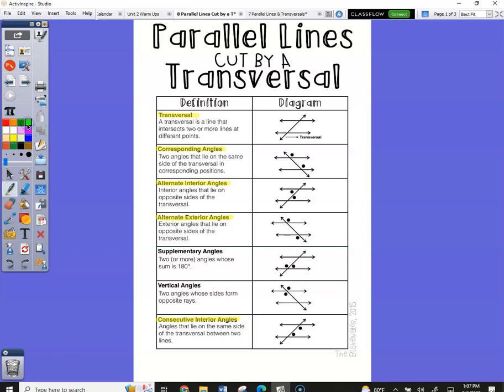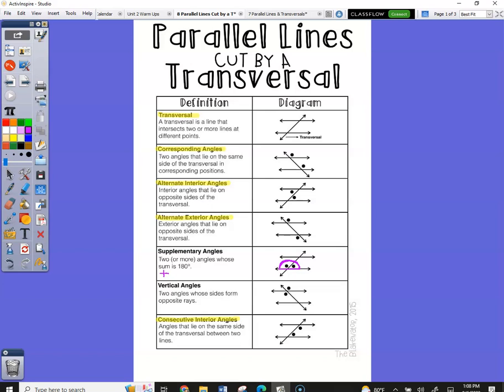Supplementary angles. Two or more angles whose sum is 180. So if you look right here, the supplementary angles are right here side by side. So if one of them measures, say, 100 degrees, the other one would measure 80 degrees. They also, in this case, form a linear pair because they make a straight line.